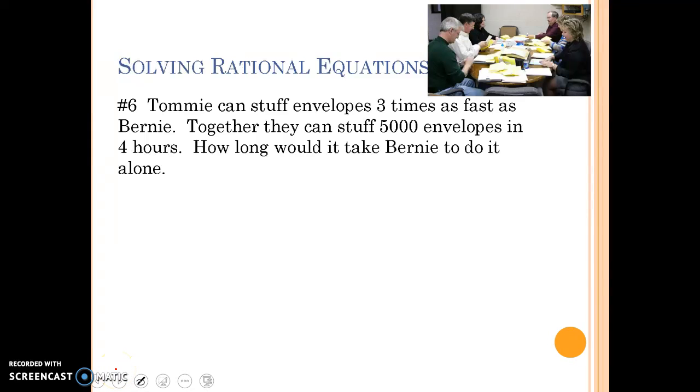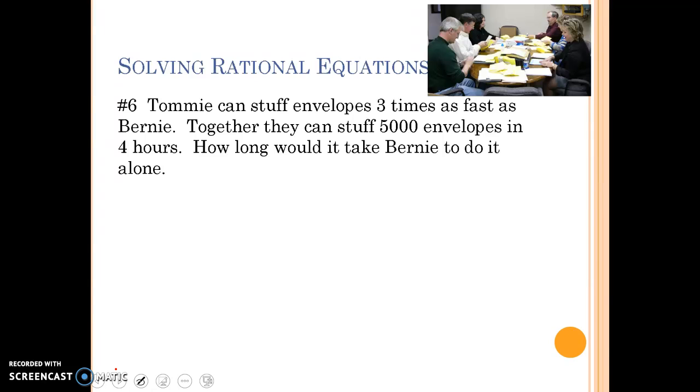All right, so number 6, we're on part 2 now of the same video, same PowerPoint as part 1. We're doing applications and solving rational equations. So let's take a look at number 6 here. Tommy can stuff envelopes 3 times as fast as Bernie. Together they can stuff 5,000 envelopes in 4 hours. So how long would it take Bernie to do it alone?